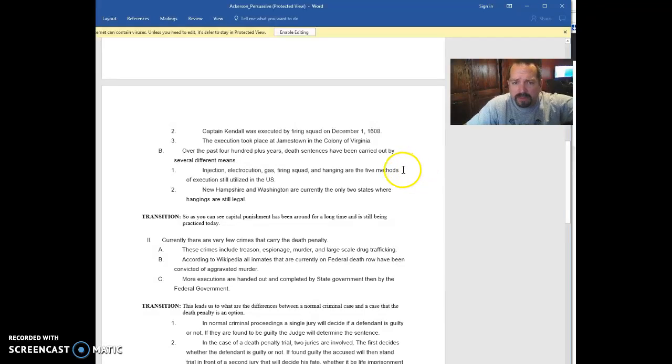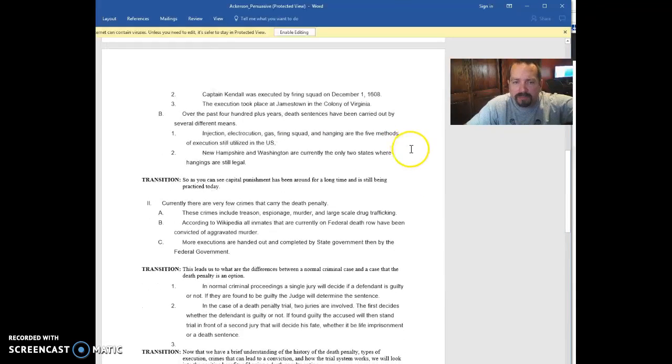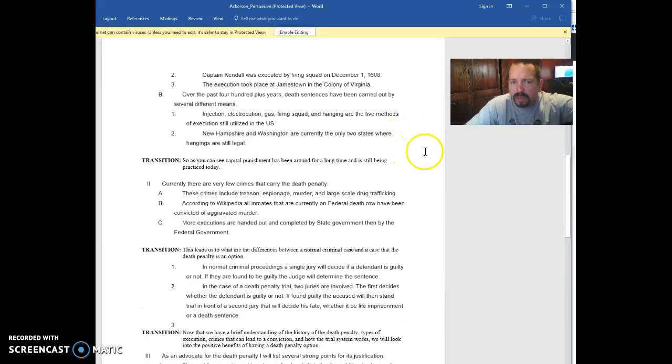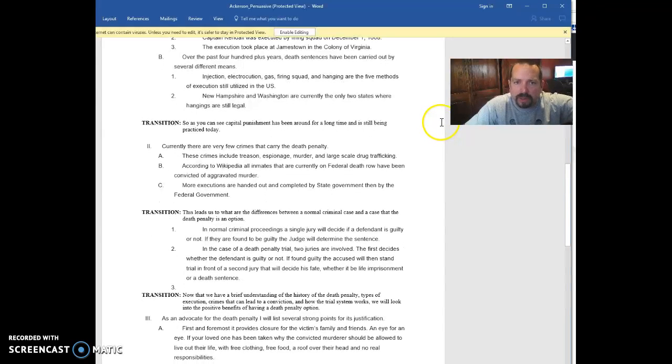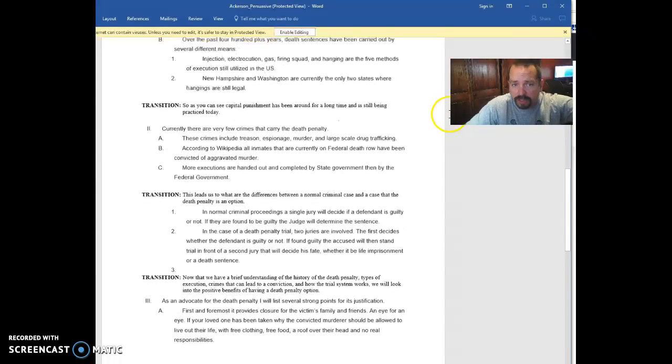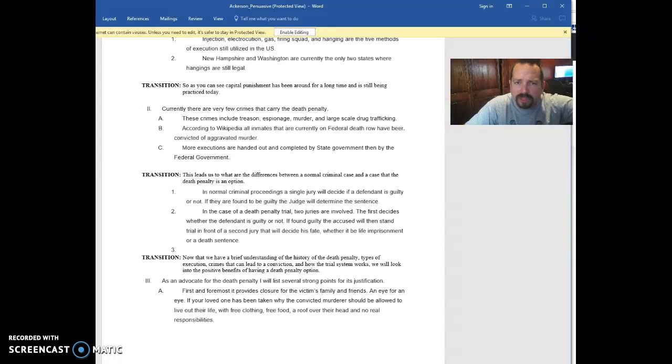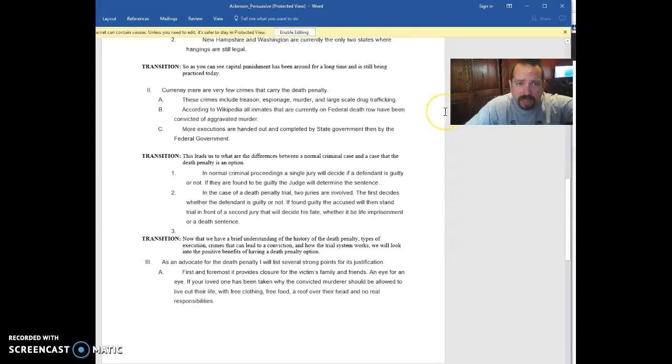Over the last 400 years, death sentences have been carried out by different means. Injection, electrocution, gas, firing squad, and hanging are the 5 methods of execution still utilized in the U.S. today. New Hampshire and Washington are currently the only 2 states where hangings are still legal. So as you can see, capital punishment has been around for a long time and is still being practiced today.